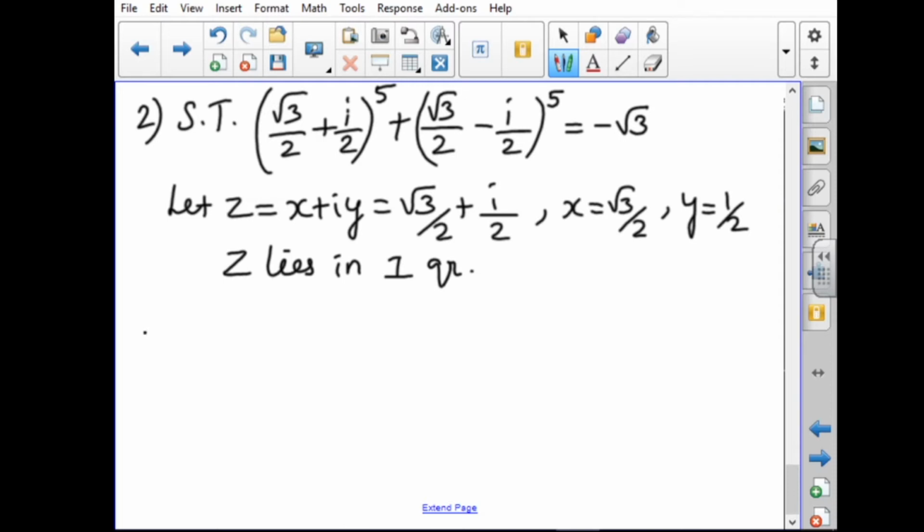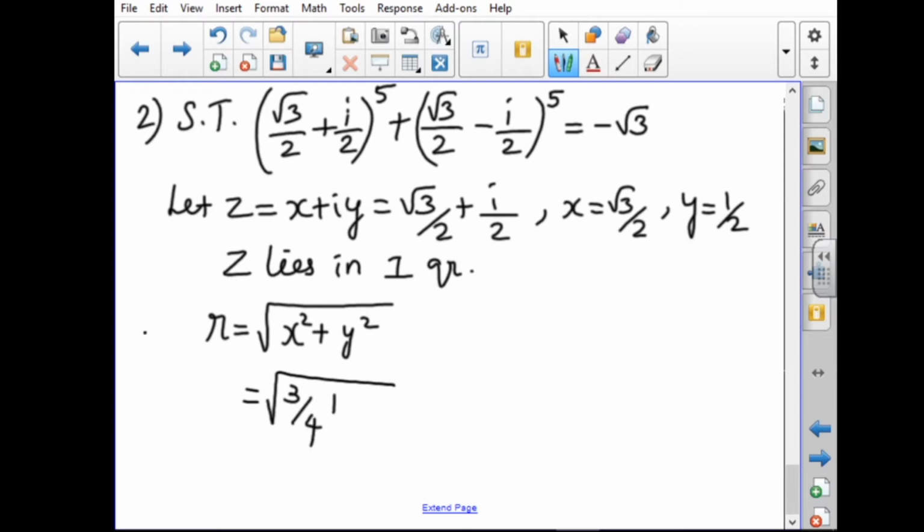Now we can find out what r is. What is the formula for r? Root of x square plus y square. So this is equal to root of, we have to square this, root 3 square is 3 divided by 2 square is 4, plus 1 square is 1 divided by 2 square is 4. So your answer is 4 by 4, so r is equal to 1. So we got r.